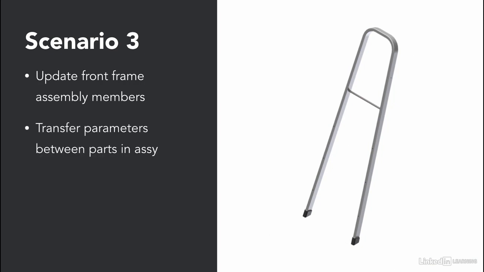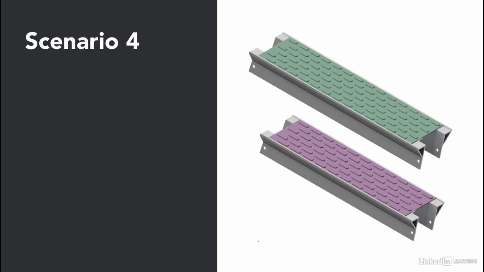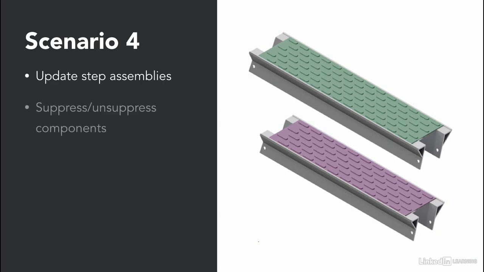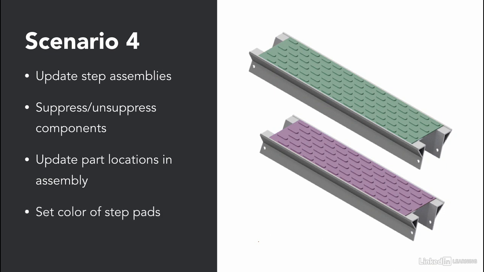We're going to see how to transfer parameters between parts in an assembly and how to suppress and unsuppress features. Then we're going to move to the step assemblies. And here we're also going to see some more abilities to suppress or unsuppress components. But we're also going to see how we can update the part locations inside of the assembly. And we're going to see how we can even go down into a part level and set the color of the step pads inside of our model.